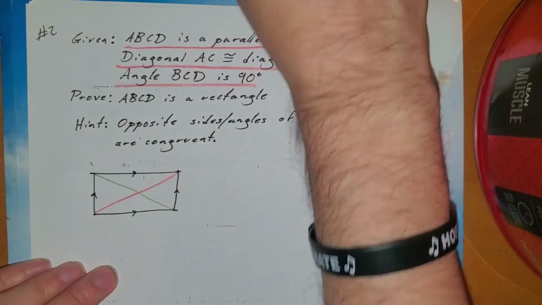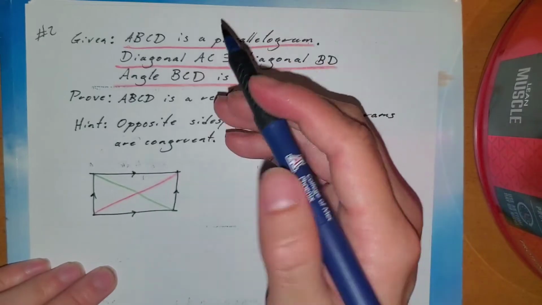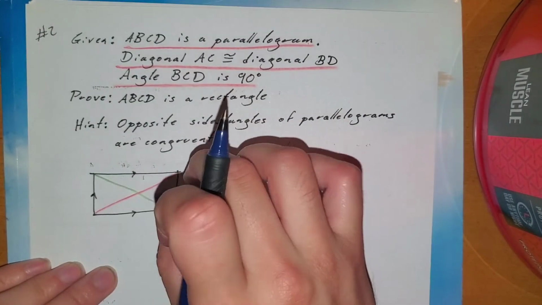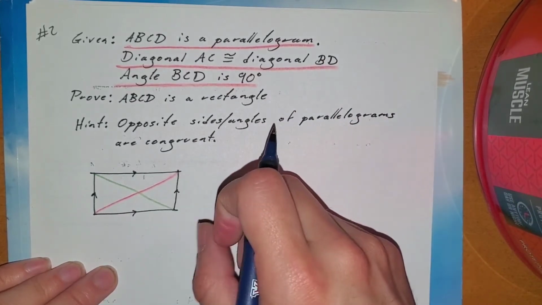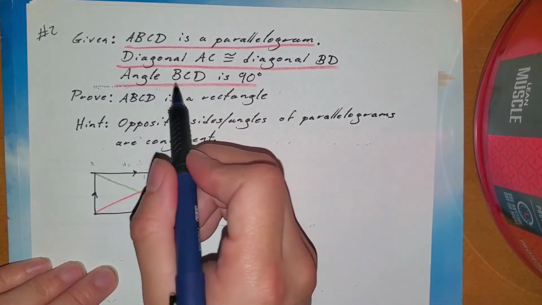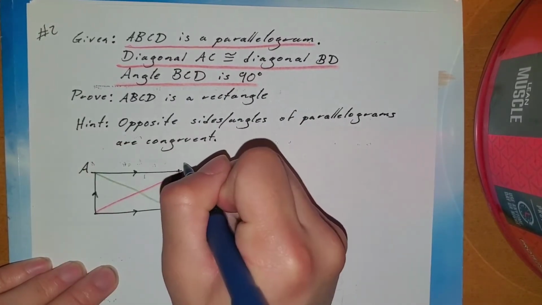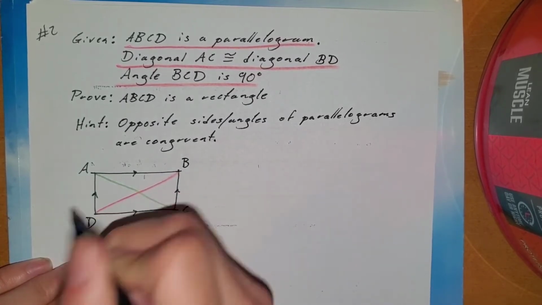Okay, I said that for this problem, you have to split this shape into two triangles. Oh, and there's also one more thing. Angle BCD is 90 degrees. Let me label this A, B, C, D.